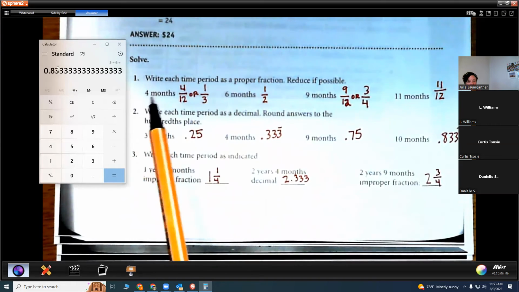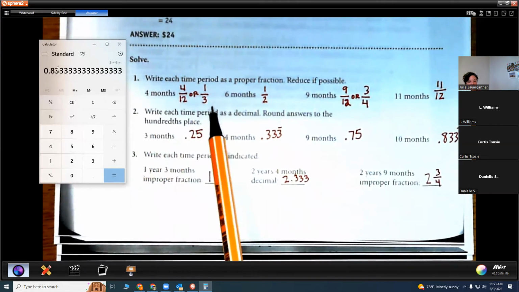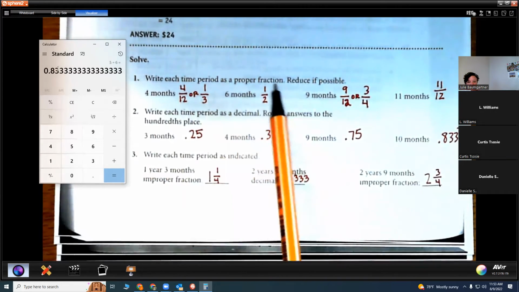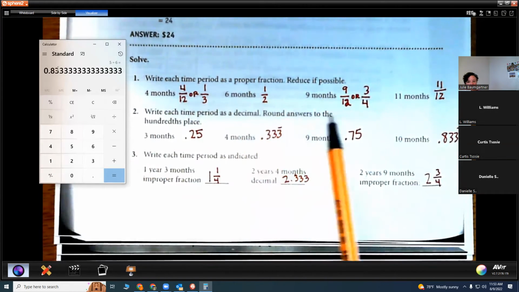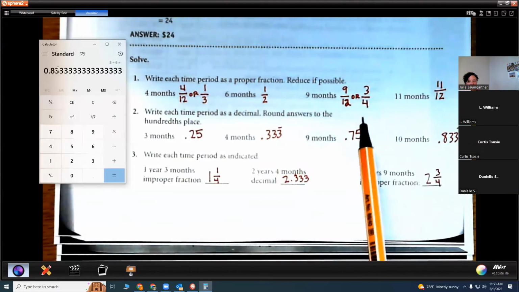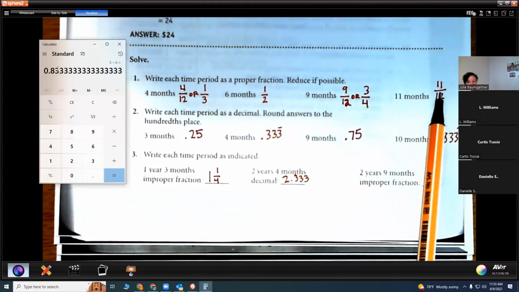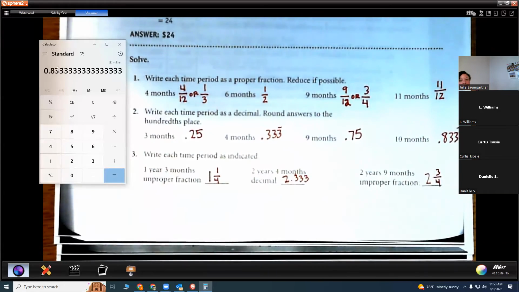So of course, 4 months is the same as a third of a year, or 0.333333 of a year. 6 months is the same as half a year. 9 months is the same as 3/4 of a year. 11 months is 11/12 of a year. Does that make sense? So we're using the year as our whole, which is 12 months, and our number of months is our part. Okay.